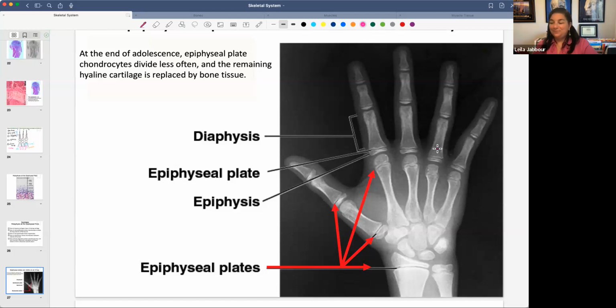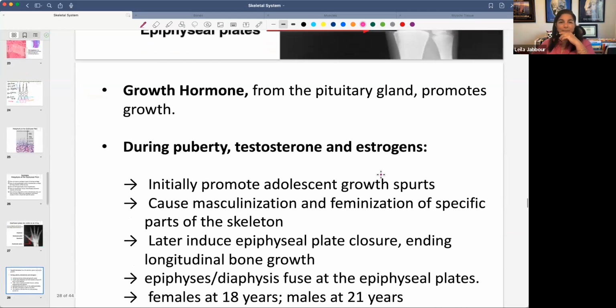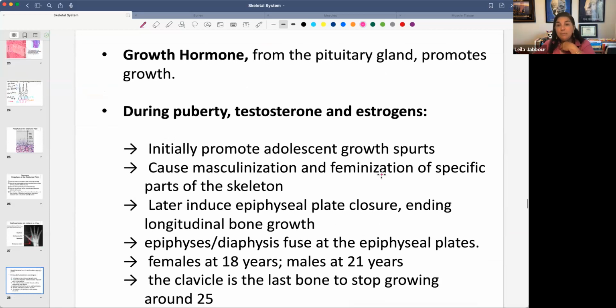And you can even see them here in the metacarpals, right here. So cool. Okay. So let's talk a little bit about hormones, because we need growth hormone to actually promote this growth at the epiphyseal plate.